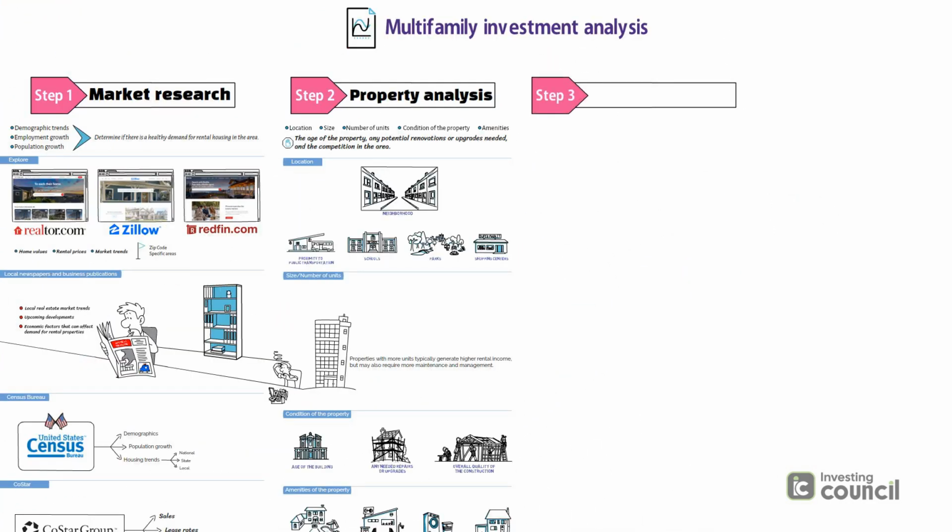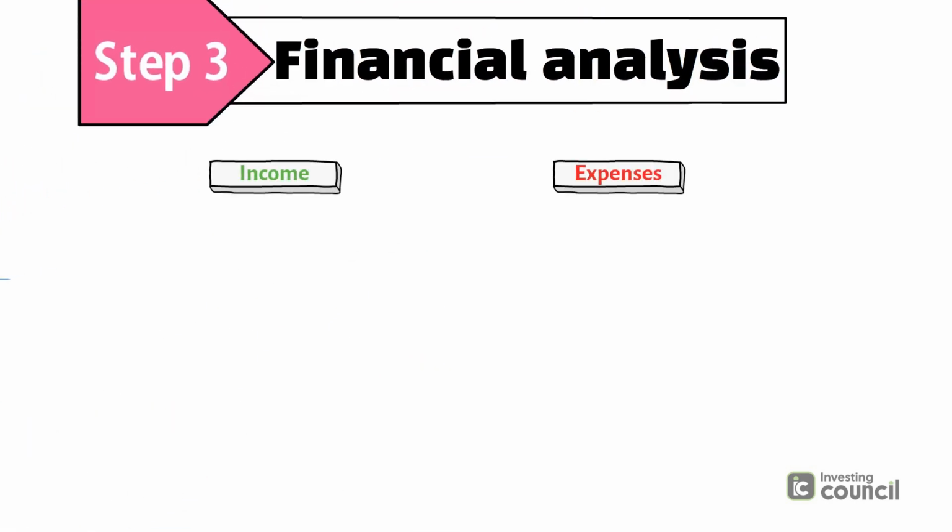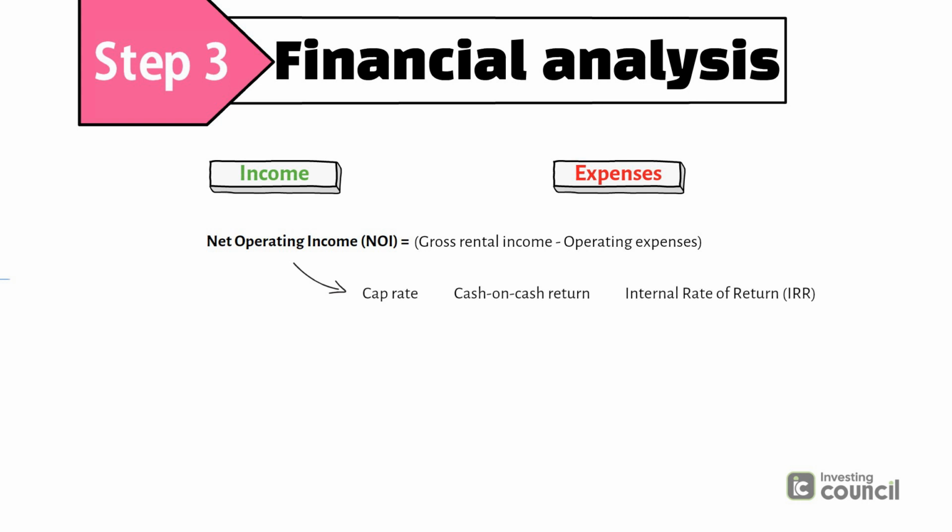The third step is financial analysis. Evaluate the financial potential of the property by analyzing its income and expenses. Calculate the net operating income, NOI, of the property by subtracting operating expenses from the gross rental income. You can use the NOI to calculate key financial metrics such as the cap rate, cash-on-cash return, and internal rate of return, IRR. Here are some additional details on the key financial metrics that we just talked about.